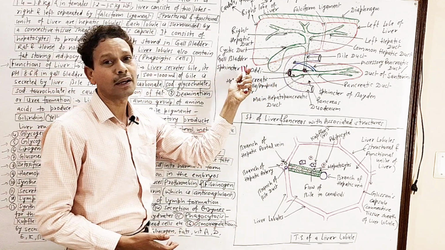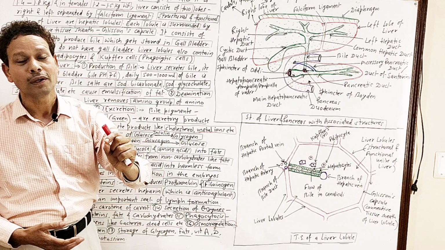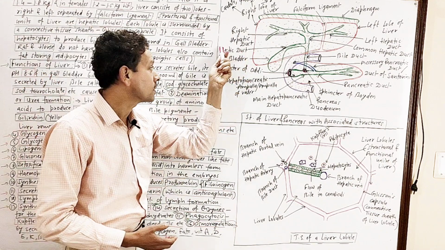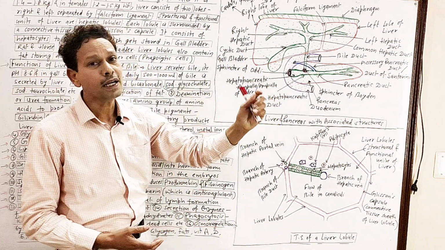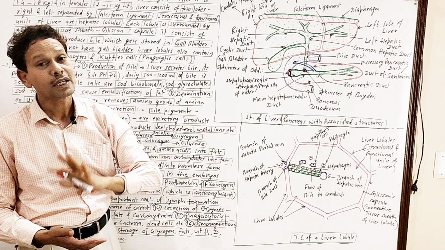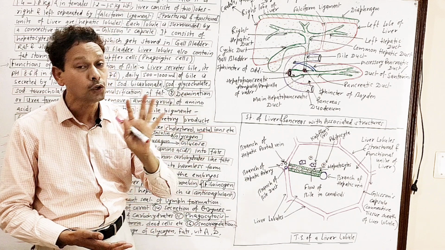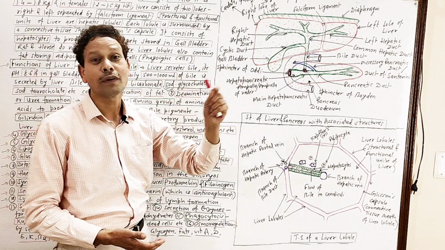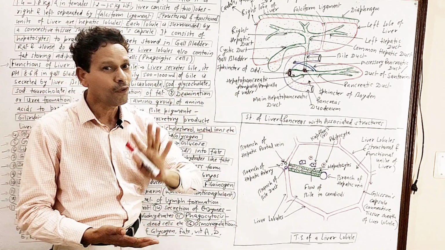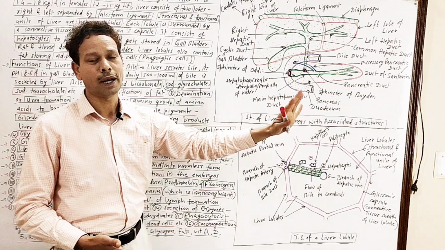gallbladder. Very important question, another for NEET students, competitive exams: gallbladder stores liver secretion, bile juice. It means bile gets stored in gallbladder. In case of rat, in case of horse, there is no gallbladder.